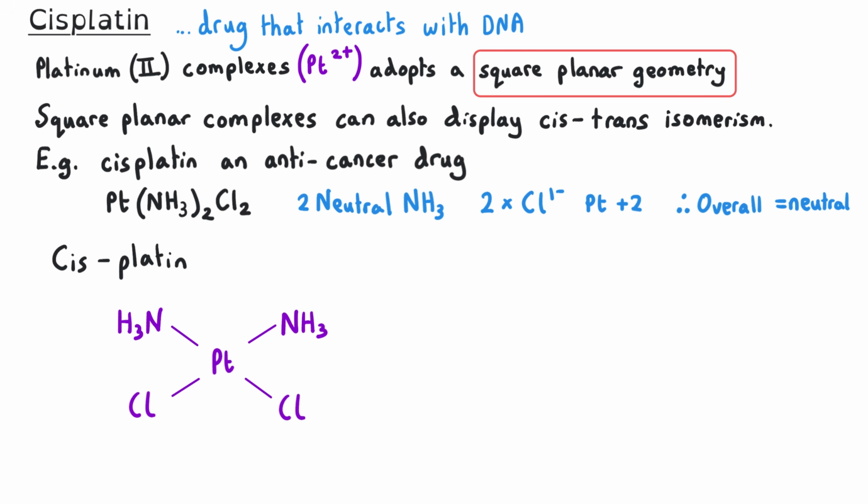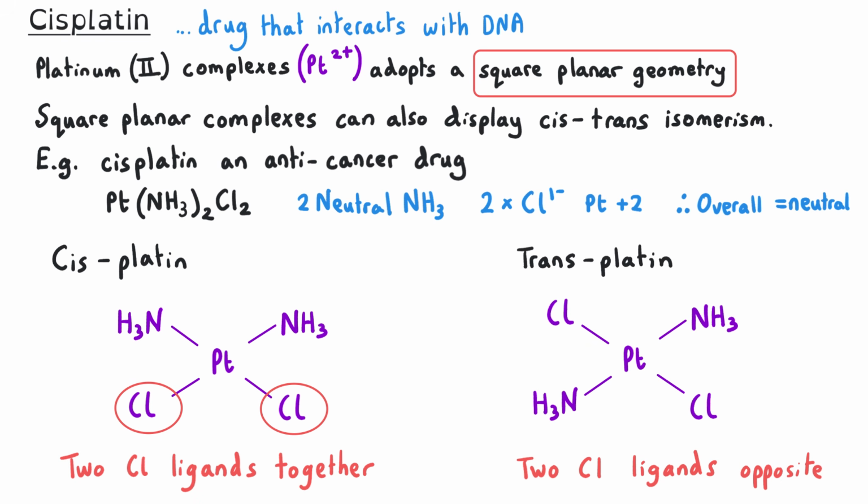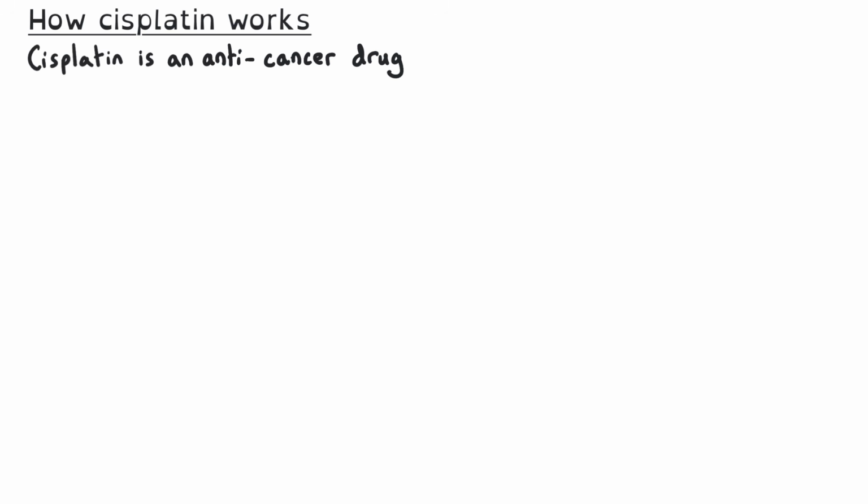In cisplatin, the 2 chloride ligands are together next to each other. And in the stereoisomer transplatin, the 2 chloride ligands are opposite each other. And so both of these stereoisomers have the same formula, but they have a different spatial arrangement. And it is only cisplatin that is able to act as the anti-cancer drug. The transplatin has the wrong arrangement of its ligands.